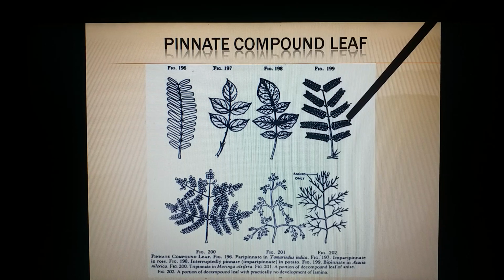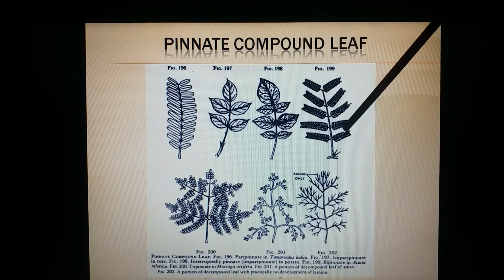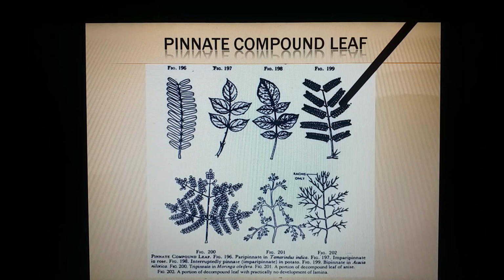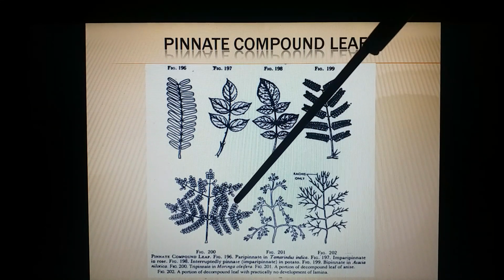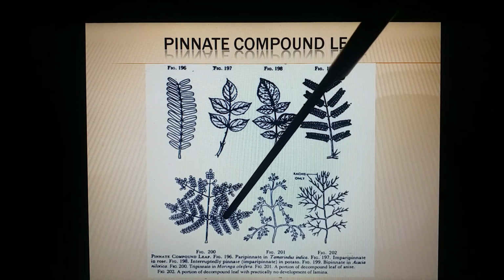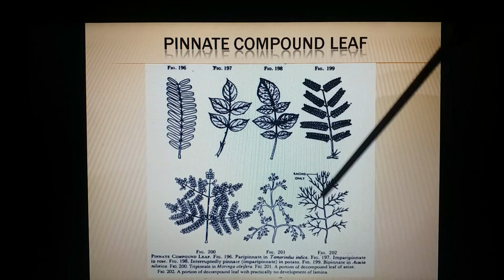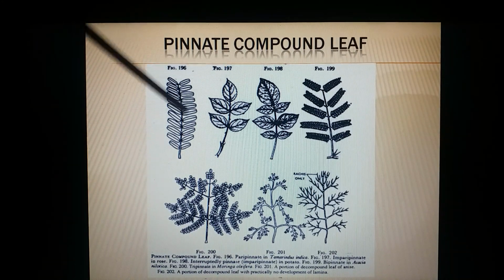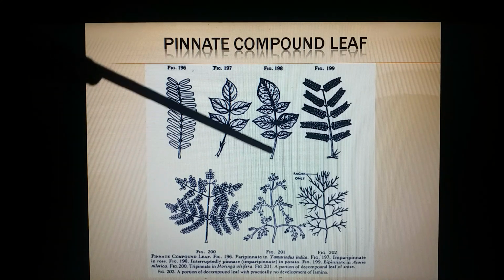This is a bipinnate compound leaf, primary rachis is there, secondary rachis is there. On the secondary rachis, the leaflets are present, in the case of Delonix. And there is a primary rachis, secondary rachis, and tertiary rachis. The leaflets are present on the tertiary rachis, and it is said to be tripinnate in the case of Moringa. The leaflets are irregularly arranged in a decompound leaf, the case of Coriandrum or Daucus.